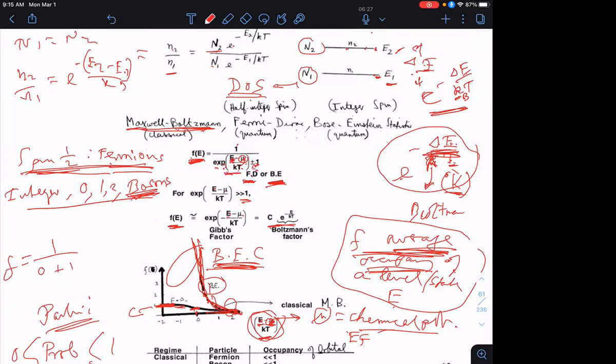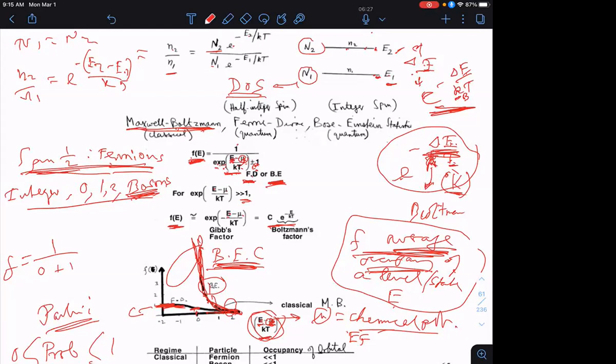So you can ignore the plus or minus 1, and you're back to e to the power minus E over kT in the numerator, just like in the classical Maxwell-Boltzmann distribution function. The difference shows up at low energies close to the chemical potential or at low temperatures. And there you see a huge difference between Bose-Einstein and Fermi-Dirac statistics.